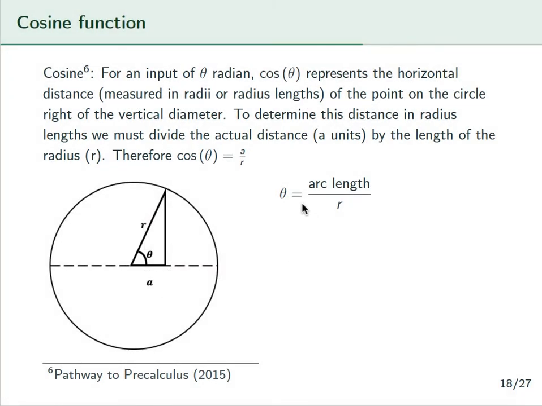Similarly, theta is again the same arc length over radius. So for the cosine of that angle, we input arc length over r, and we get a over r as an output. Again, please understand what this output represents. It represents the horizontal distance from the origin, from the vertex, or we can also think of it as from the vertical diameter, to the terminal ray.